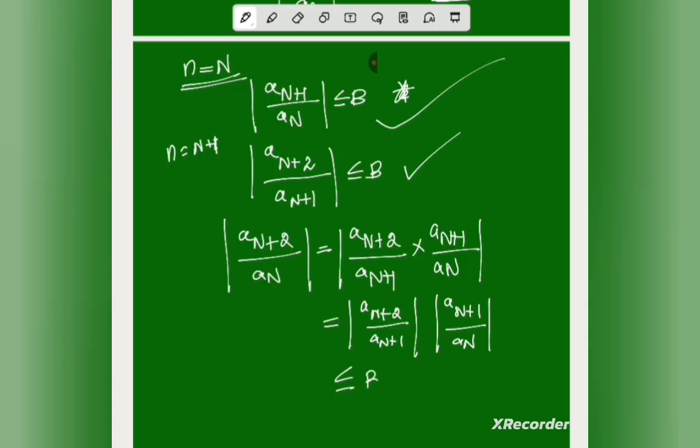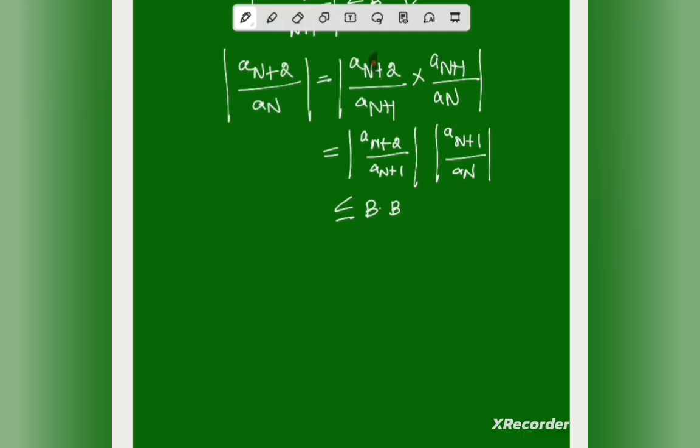So I can write, this is less than or equal to b, and this is less than or equal to b. So what can I write? I can write this is equal to |a_{n+2}|/|a_n|, so this is less than or equal to b squared, right?